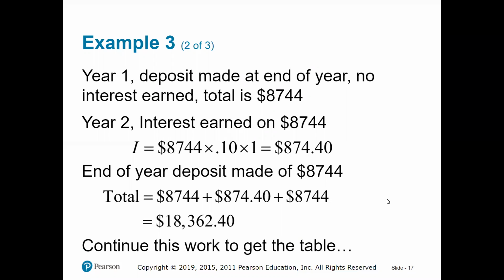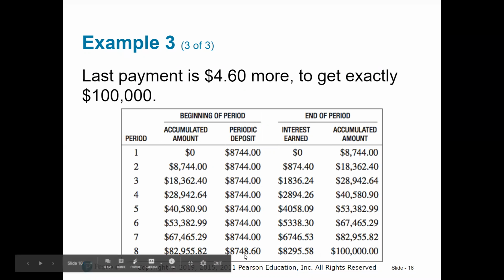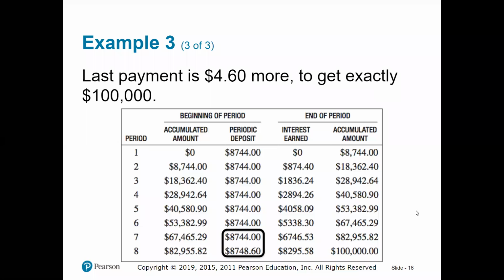So continue this work to get the table. Last payment is for $4.60 more to get exactly $100,000. So here's their whole table. Yours is not going to look like that exactly. Okay. All right.